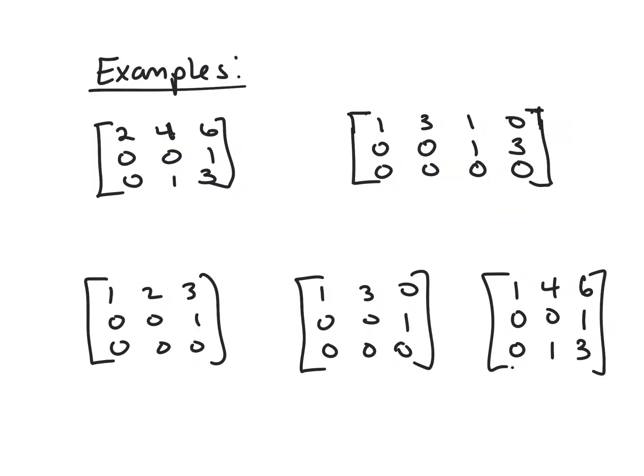All right, so let's look at each of these in turn. If we look at the top left here, this one should pretty clearly be in neither. We would want to switch these because we see a pivot here, and then this one should be to the right of the one above it, but it's to the right of the one below it. So this is not in echelon nor reduced row echelon form.